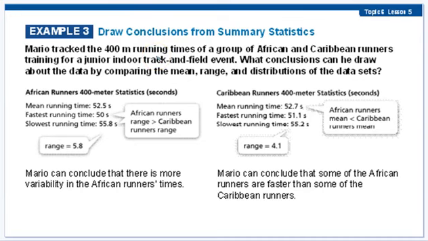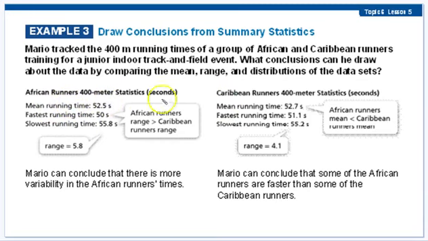Example 3, draw conclusions from summary statistics. Mario tracked the 400-meter running times of a group of African and Caribbean runners training for a junior indoor track and field event. What conclusions can he draw about the data by comparing the mean, range, and distributions of the data set? So they already give you all the information.